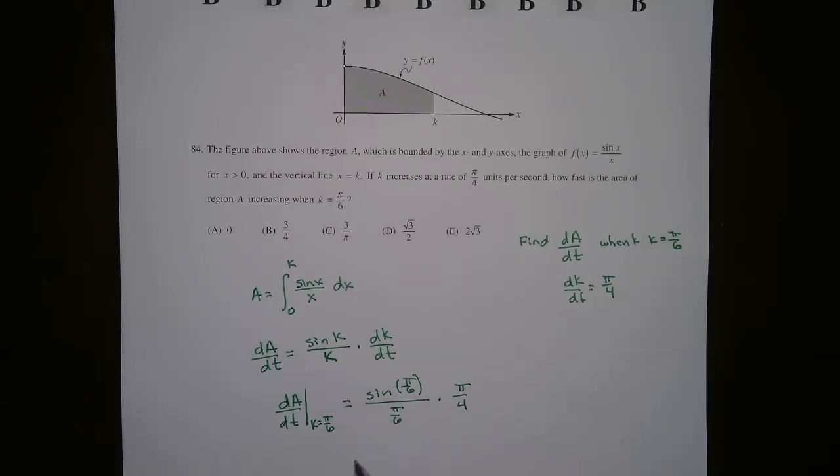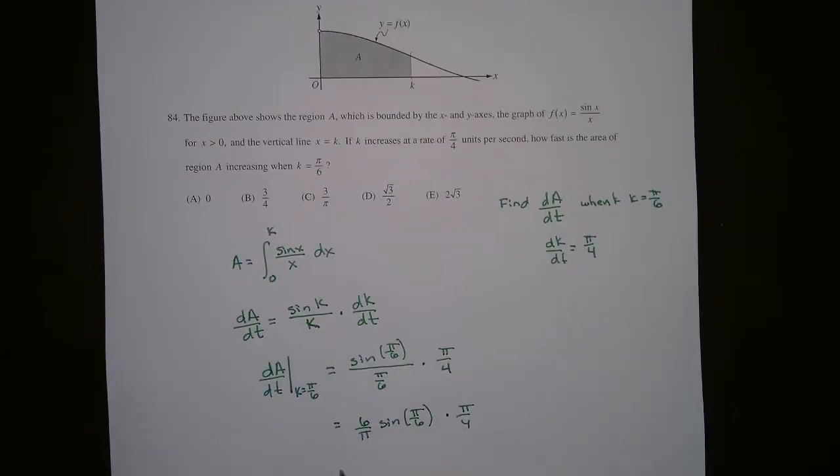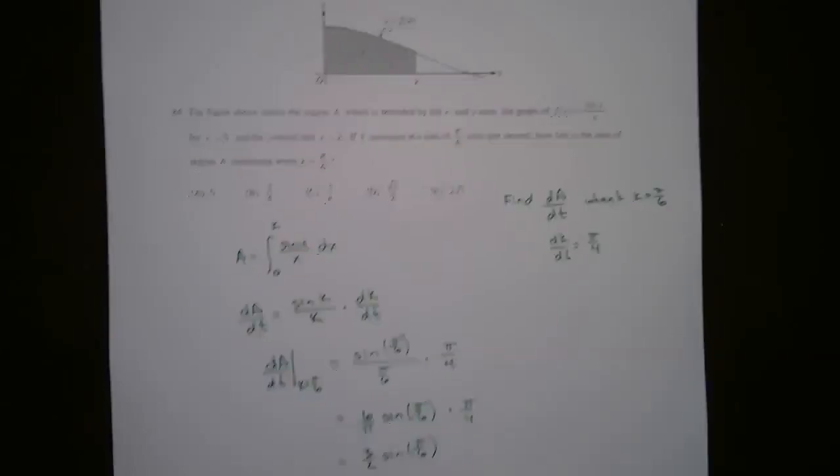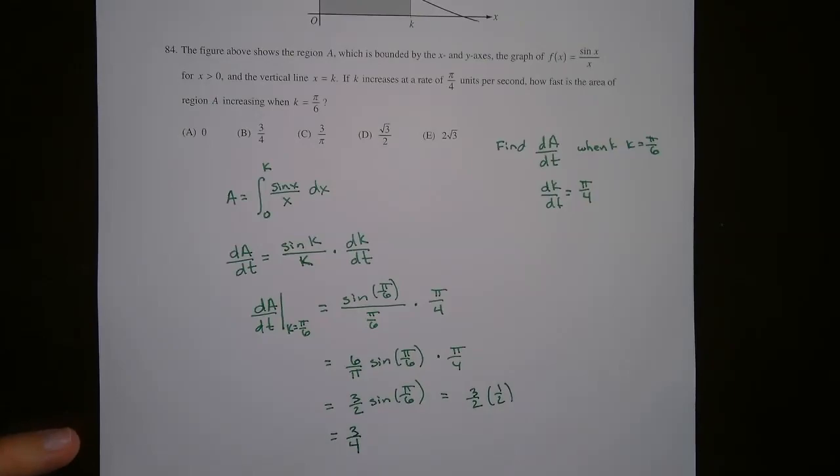Okay, so I would rewrite this. Dividing by pi over 6 is the same as multiplying by 6 over pi. Sine of pi over 6 times pi over 4. Our pi's are going to cancel, right? And we're going to be left with 6 over 4, which is 3 halves. So 3 halves sine of pi over 6. And sine of pi over 6 is 1/2. So 3 halves times 1/2 gives you 3/4. So the correct answer to 84 is B, 3/4.